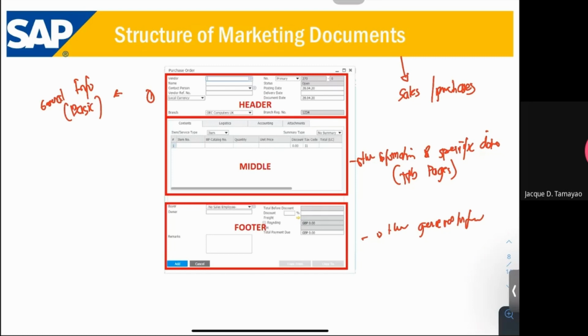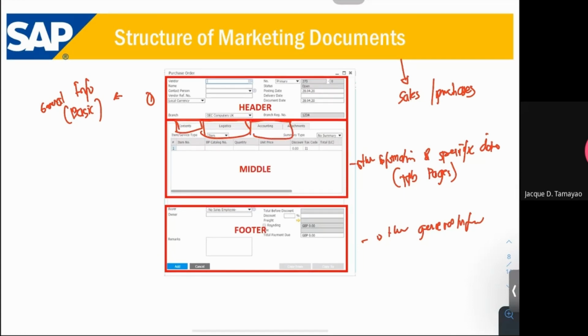Take note, guys, in your middle, we have the following tabs. First, contents. Contents, of course, your specific information as to your items or service. Logistics, for the details on where to ship or where to send. Accounting, as to how to properly account in your general ledger accounts. And then attachments, if there are other attachments needed for those marketing documents. So those are the structure of our marketing documents. Again, marketing documents pertain to any documents of sales or purchases.